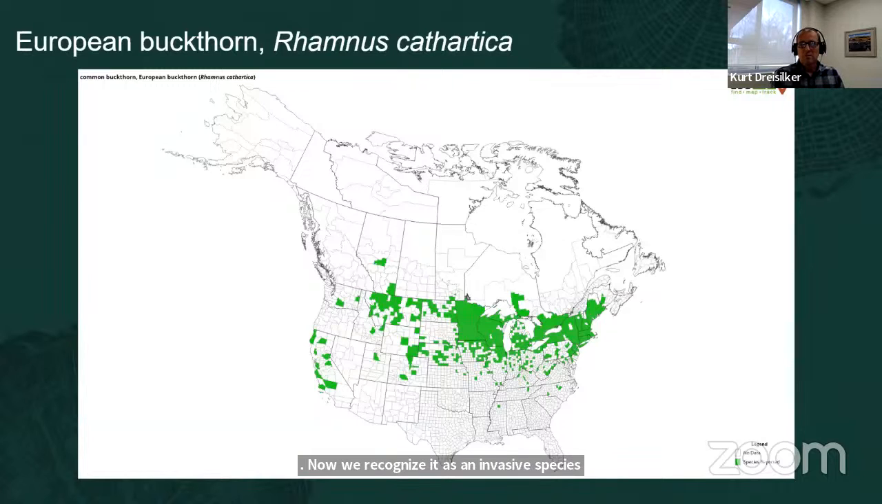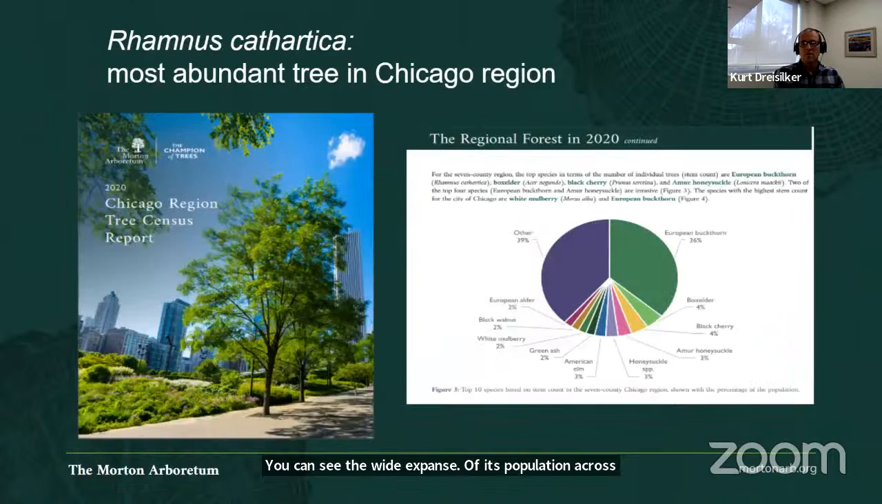Here's just another example of a plant that most of us are probably familiar with, Rhamnus cathartica. You can see the wide expanse of its population across the continent. Similar story. However, now in the Chicago Region Trees Initiative Tree Census report for the Chicago region, European buckthorn occupies 36% of the tree canopy in the region. So here's another example of a plant that was introduced many years ago, before we knew about plant invasions, and now we can see the impact that it's having on our urban forests.